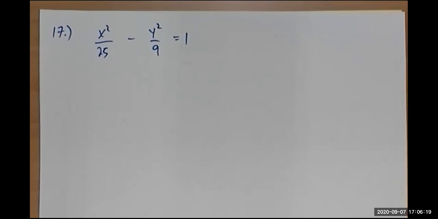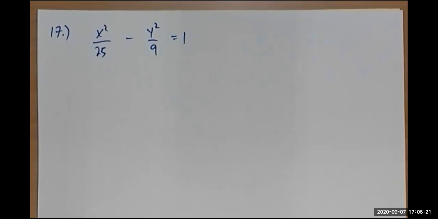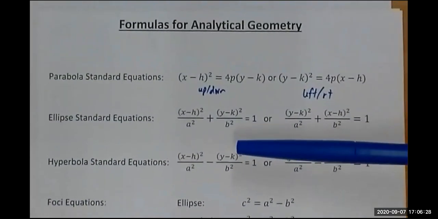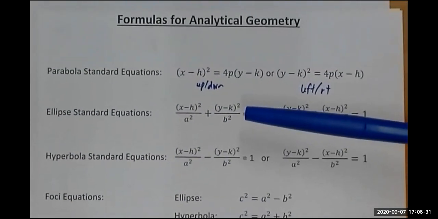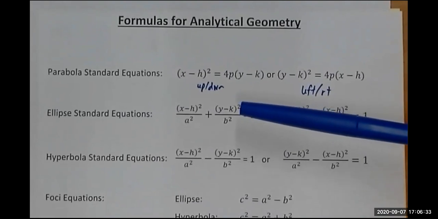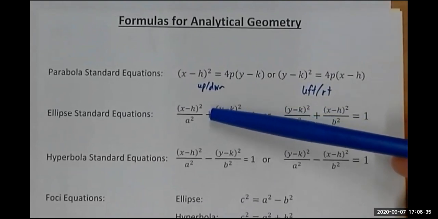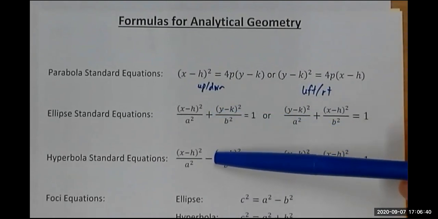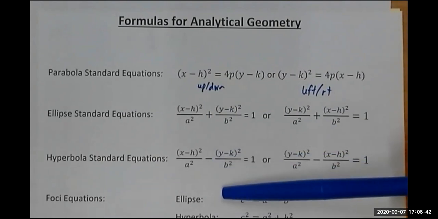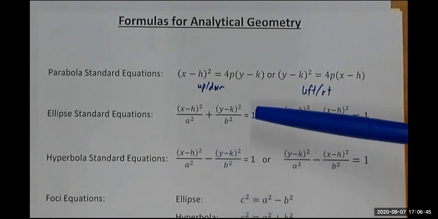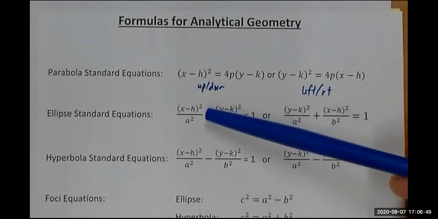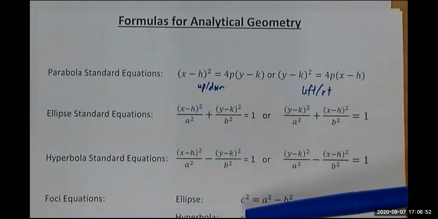Now we're going to work on some hyperbola problems. Once again, there are two standard equations. If you notice, the equations for hyperbolas and ellipses look almost identical, except the only difference is for ellipses, you have addition here. For hyperbolas, you have subtraction. But the key thing is in standard equations, they both have a 1 on one side by itself, no coefficients in front of the parentheses.